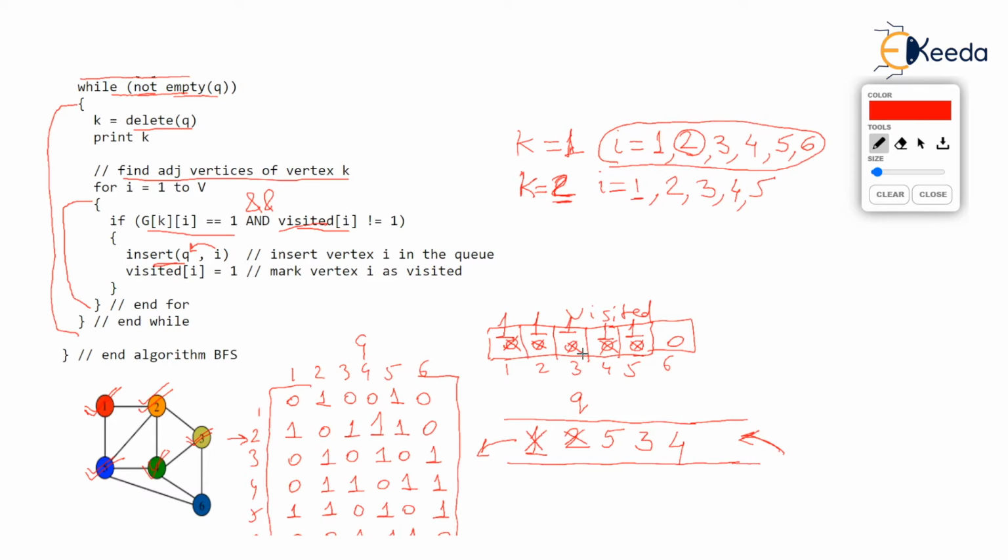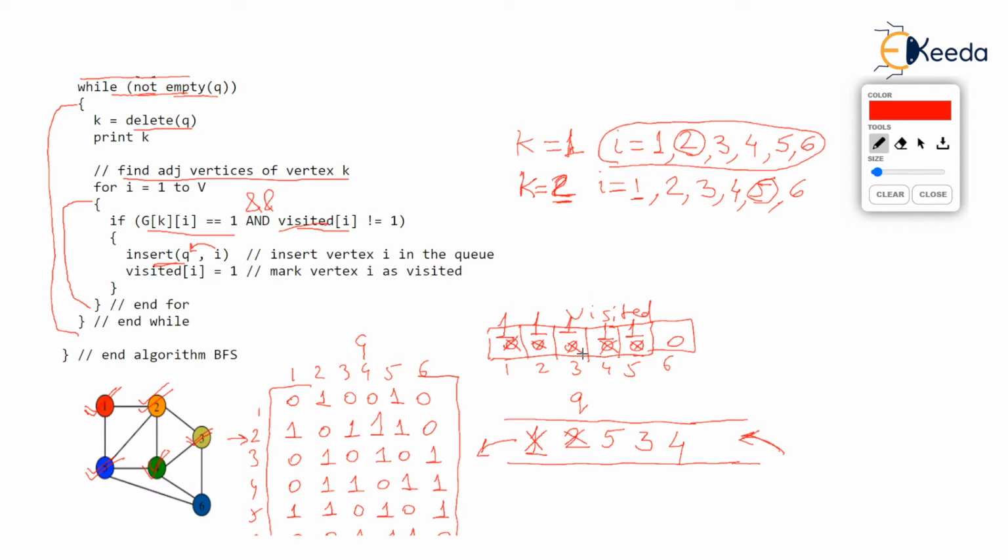Are k and i adjacent? Are 2 and 5 adjacent? You can see that 2 and 5 are also adjacent. But vertex 5 is already marked as visited. So we'll not commit the mistake of putting 5 again in the queue. Then i is 6.